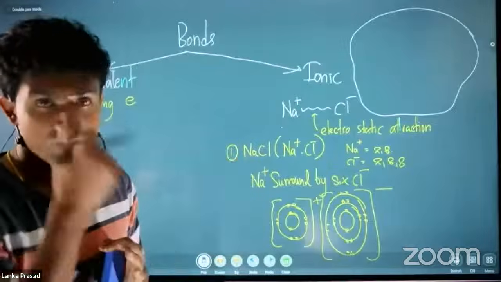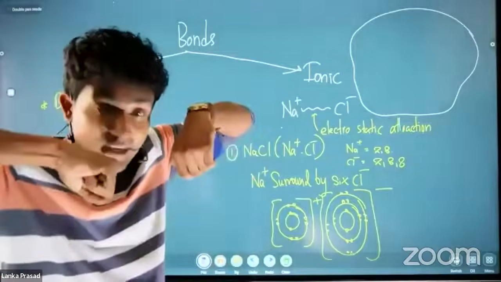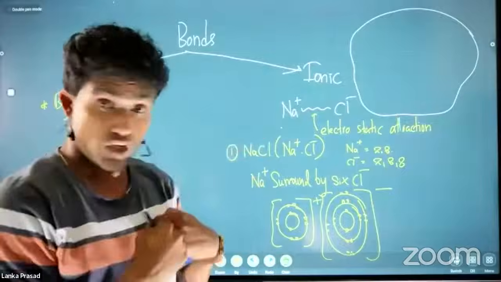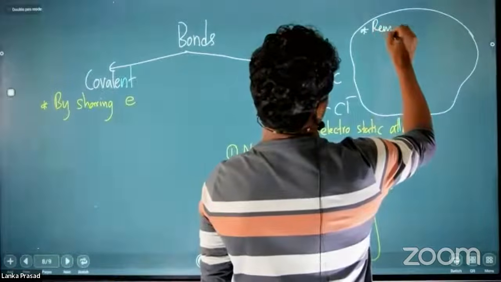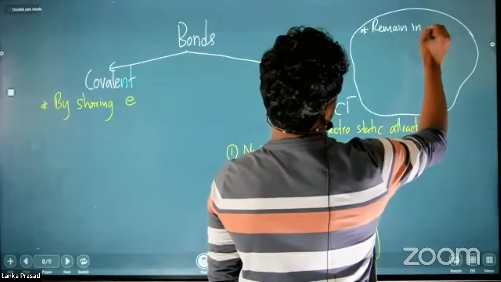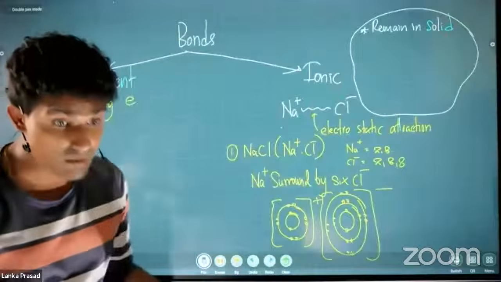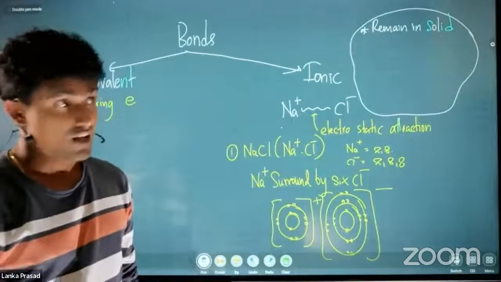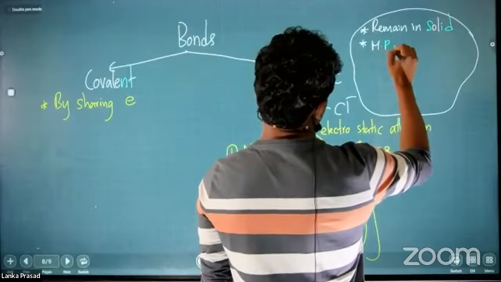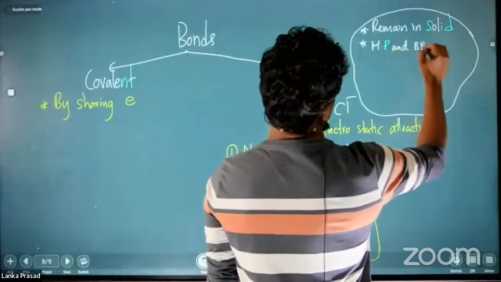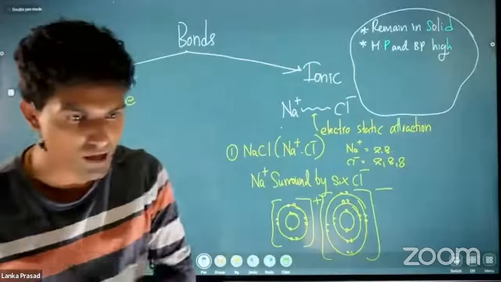Yes, they're tightly packed. Tightly packed means the neighboring atoms are closer to each other. So closer to each other means they remain in solid states. You just remember that they remain in solids. Their melting point and their boiling point are high. Yes, MP means melting point, BP means boiling point, right?